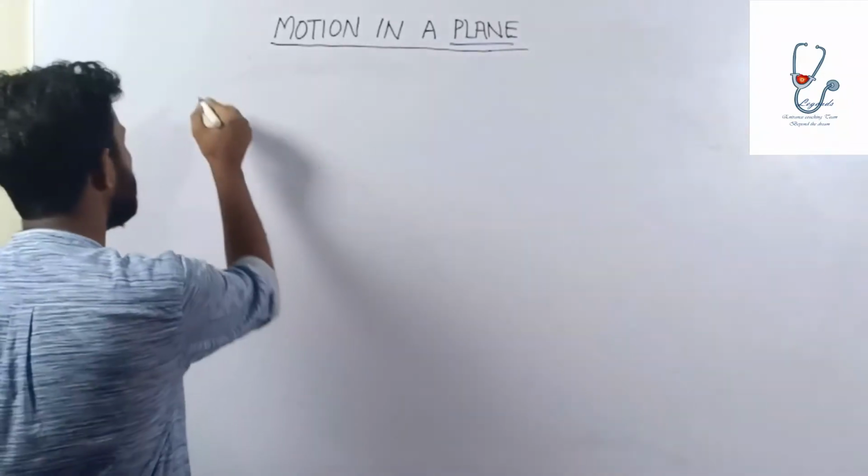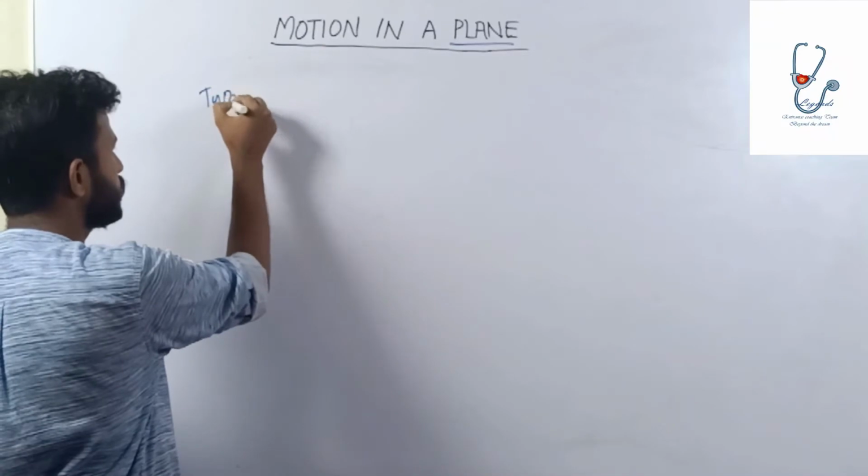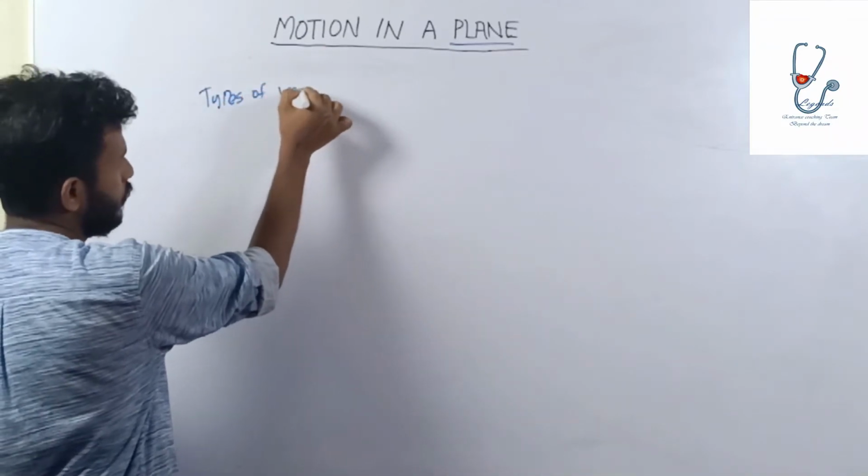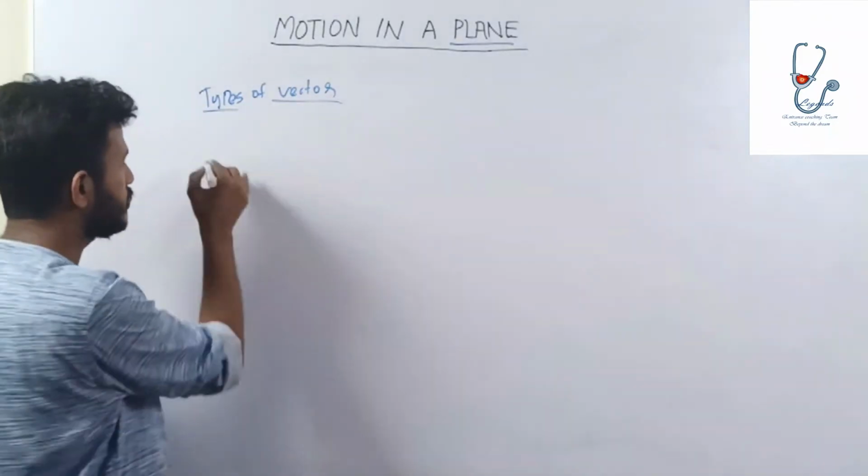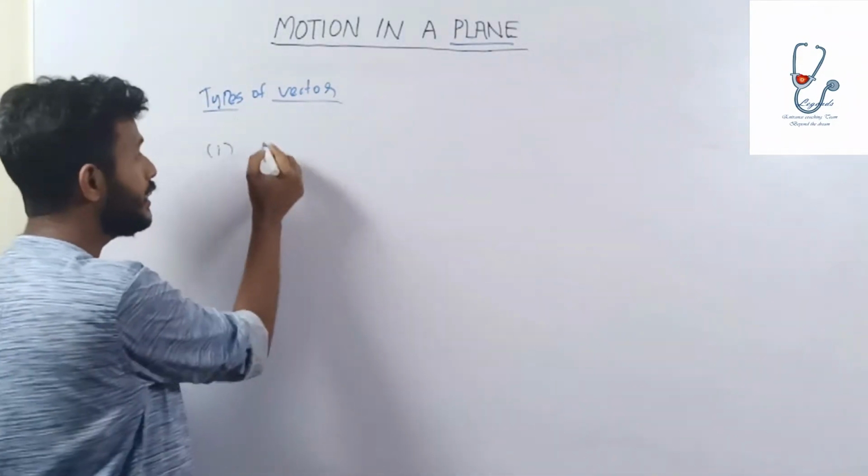Next one, types of vectors. Which are the various types of vectors? First one, equal vectors.